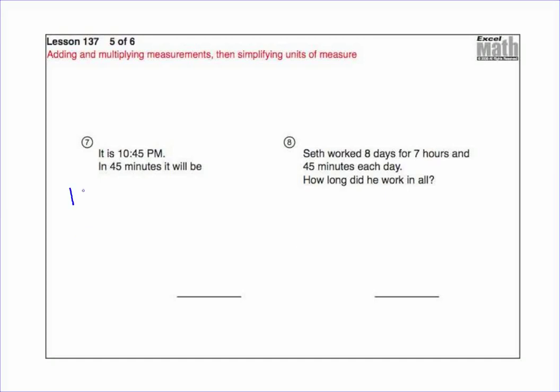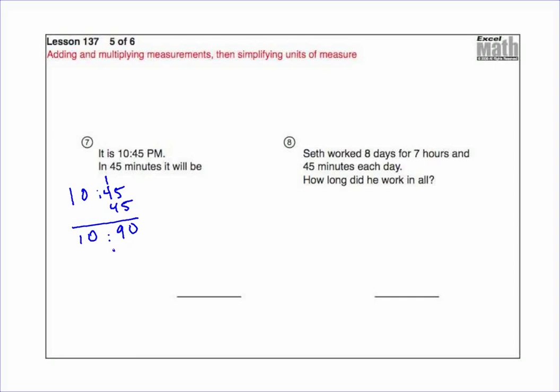It says it's 10:45, in 45 minutes, so you should have 10:45. You should add 45 minutes to that. Now, you want to keep these separate. You don't want to be carrying over from the minutes into the hours. You have 8, and you wouldn't do that anyway on this one. Sometimes, if you get over 100, leave that 100 over here in the minutes side, and then 10 plus nothing is 10. This is the hour of 10:90.